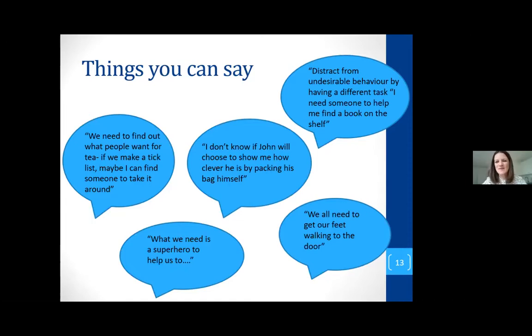But, so one of the things is to distract from undesirable behaviour by having a different task. So you could say something like, I need to find a book on a shelf. I need somebody to help me come and do this. So if you can see behaviour starting to escalate, oh, I need a bit of help with the cooking today. Or, oh, I wonder if somebody can come and do this with me. So distract them by getting them to do different things.